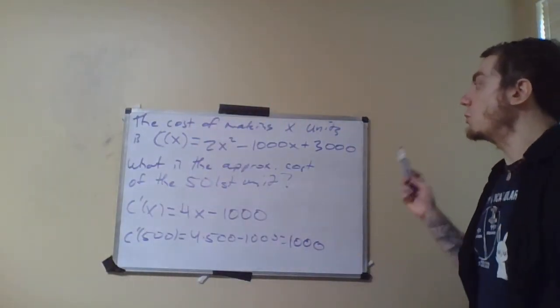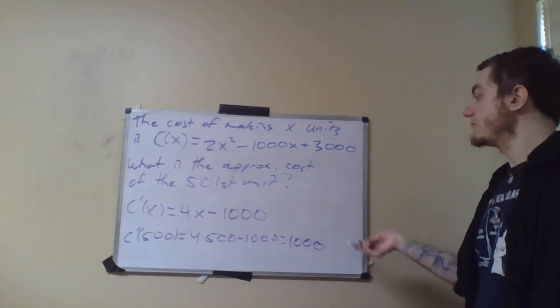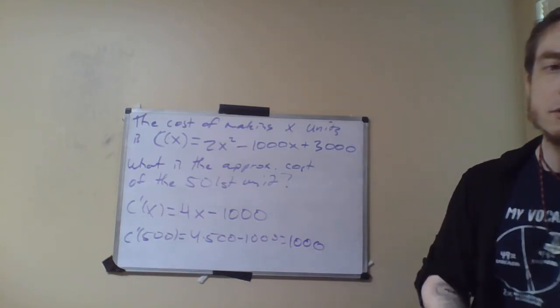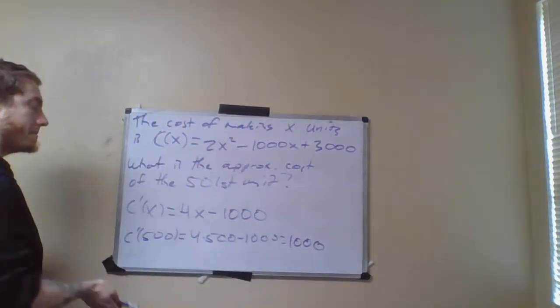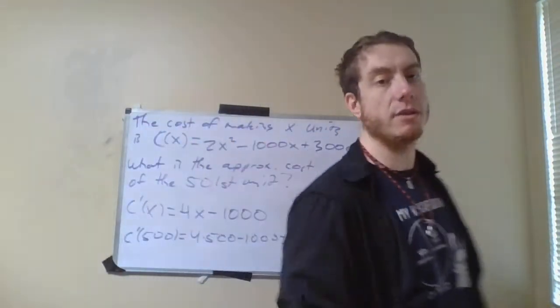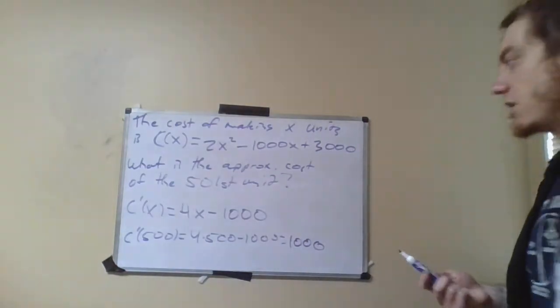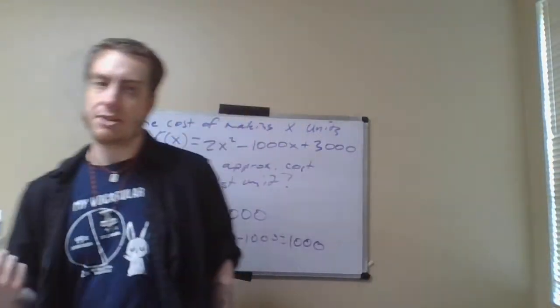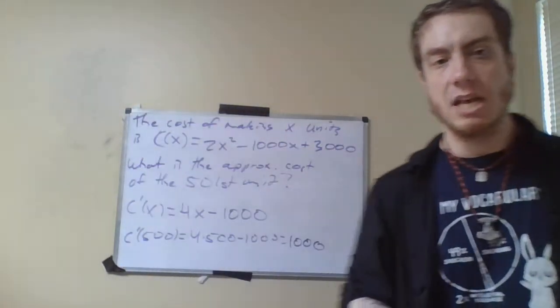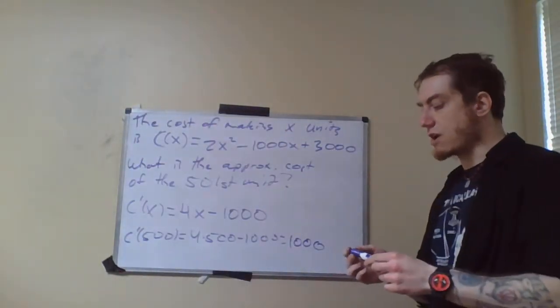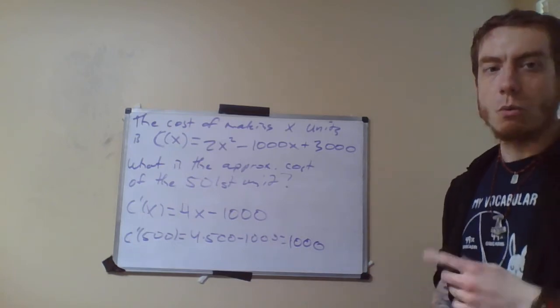Now the point is, what this is saying is that if we've already made 500 units, it will cost me an additional $1,000 to make the 501st unit, or at least approximately $1,000, maybe not exactly. Now the thing is, of course, that whenever you're working with marginal costs, you're probably working with some degree of approximation to start with.